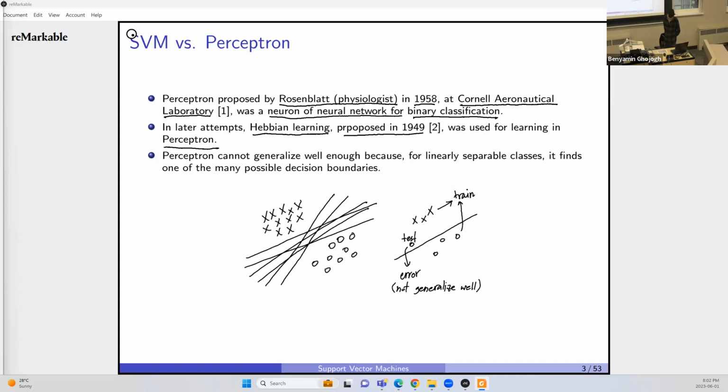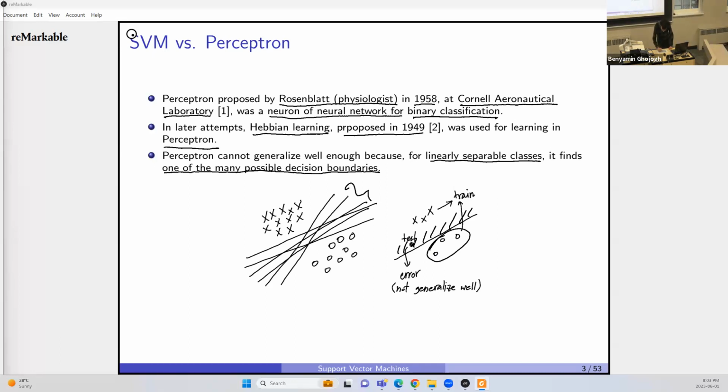Perceptron cannot generalize well enough because for linearly separable classes, it finds one of many possible decision boundaries. What do I mean? Consider these two classes. Each of these lines that I'm drawing can classify these two classes. But assume I take one of them, and now a test point comes, maybe this one. This is supposed to be in the second class, but by error, this decision boundary says it's in the first class. Why? Because it's too close to one of the classes, so it misclassifies a lot of points. Even the parts which are here, it classifies as the cross class rather than the circle class. So it's not generalizing well.